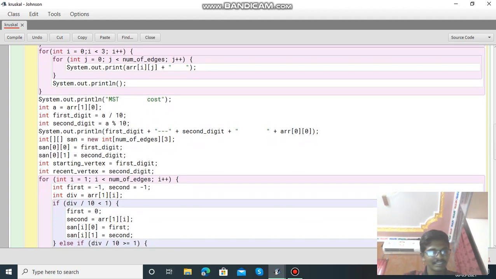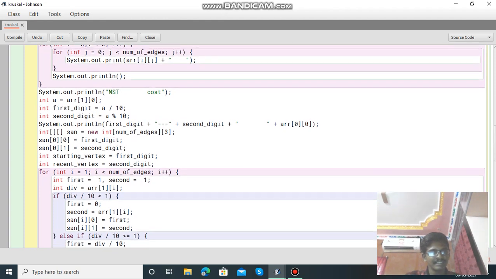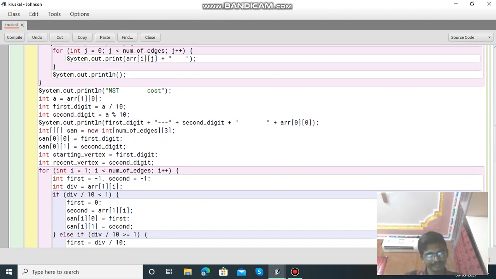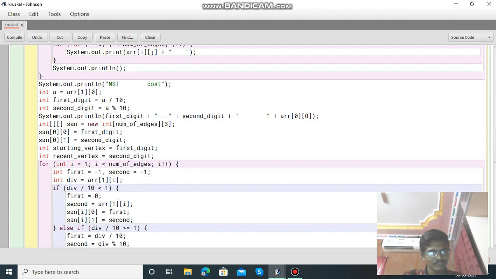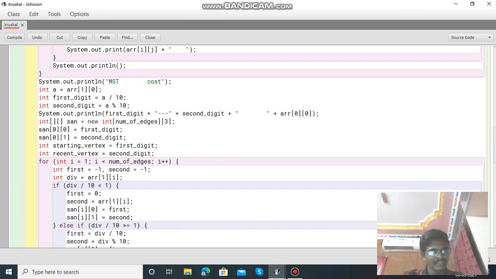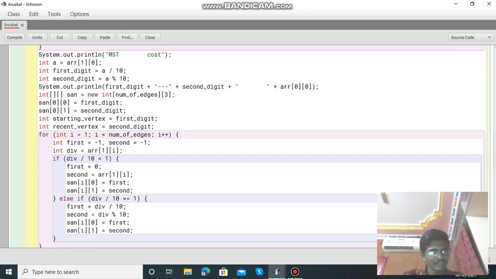then integer starting vertex equal to first digit, current vertex equal to second digit. For loop, int i equal to 1, i less than number of edges, i plus plus, int first equals to -1, second equal to -1, int division equal to array of 1 of i.